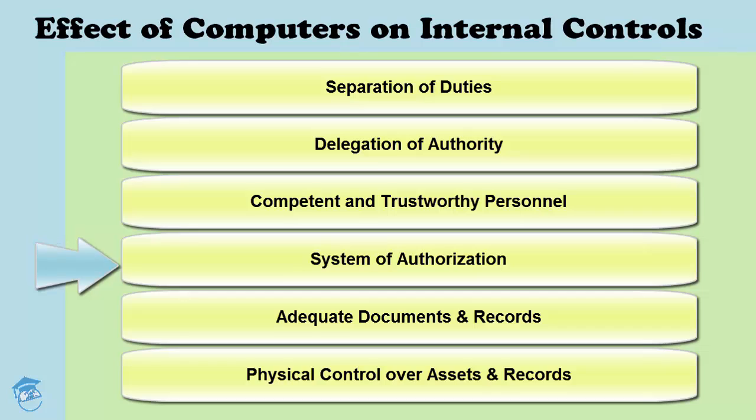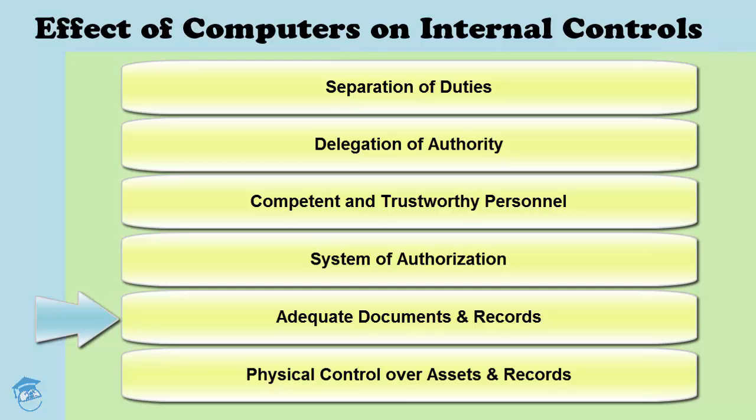Moving on to the adequacy of documents and records. In a manual system, adequate documents and records are required to provide an audit trail of activities. You post the journal entries, then prepare the ledgers. Then from those ledgers, you move on to the TB.